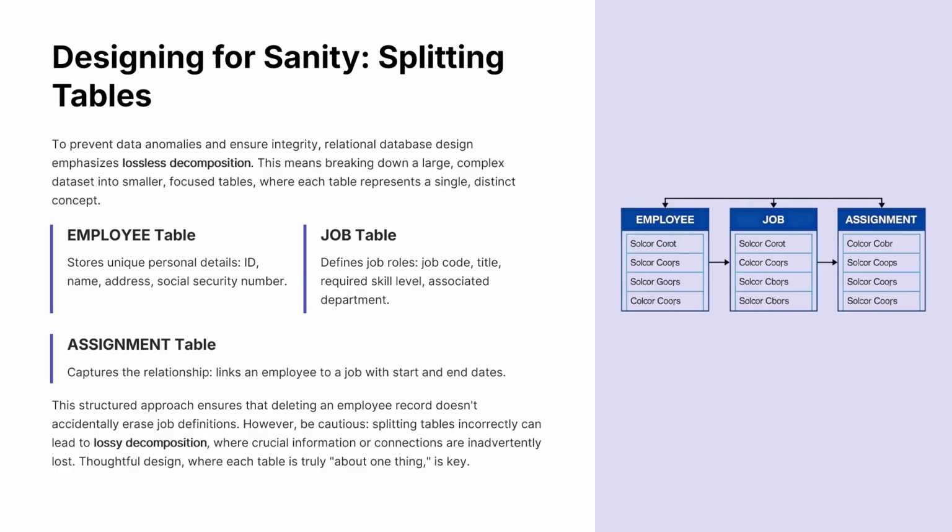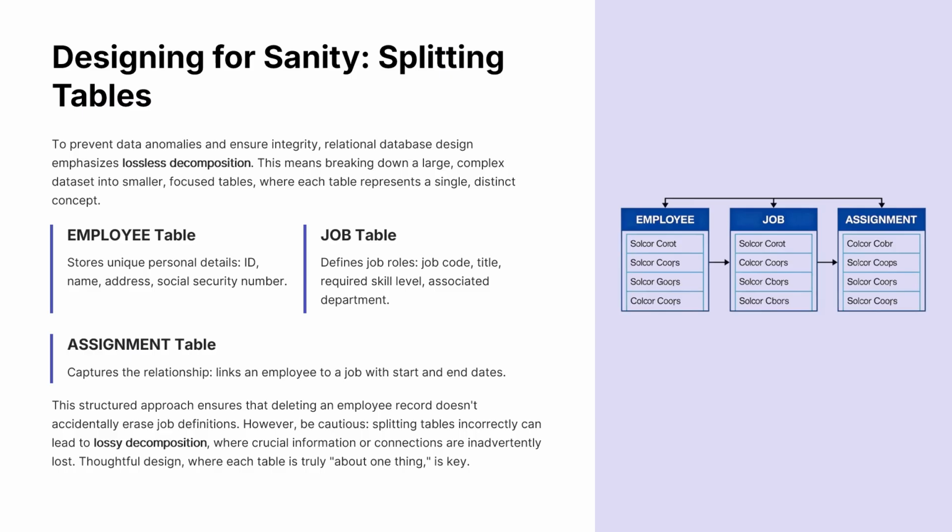The fix: split it into multiple tables. The solution? Break things apart based on what they're really about. In our example, we actually have 3 different concepts tangled together. Information about employees: name, address, SSN. Information about jobs: job title, skill code, department. Information about assignments: the relationship between an employee and a job, start date, end date.